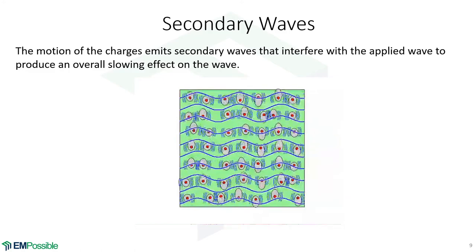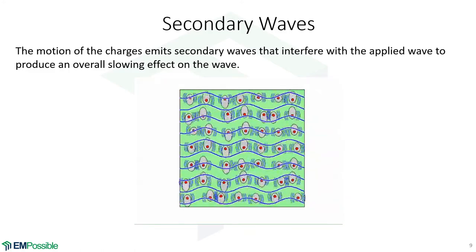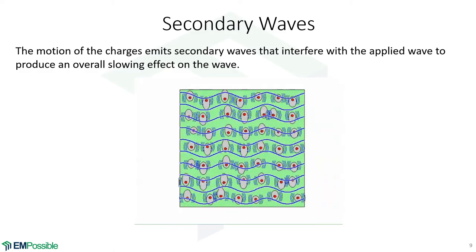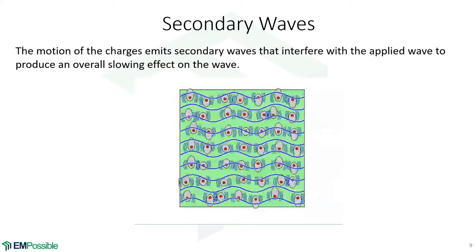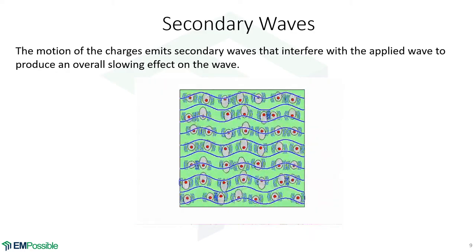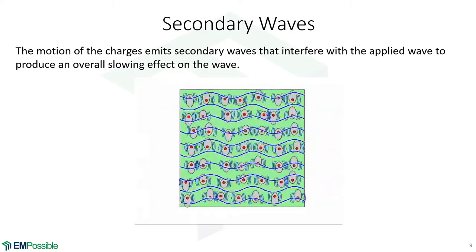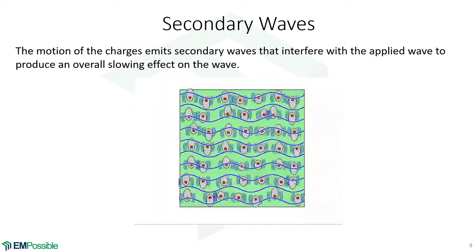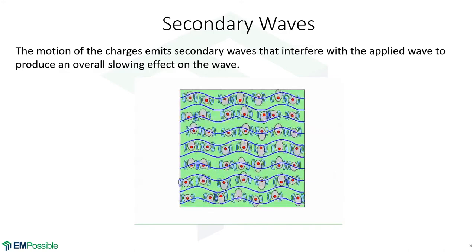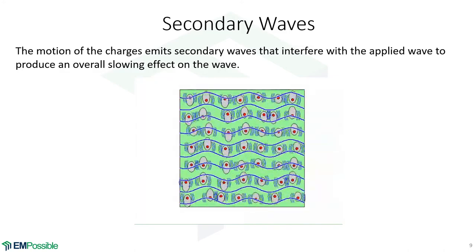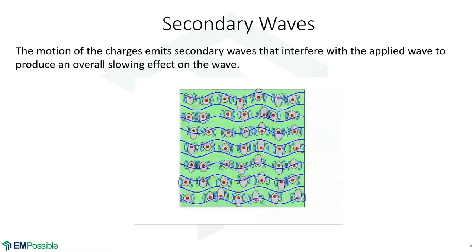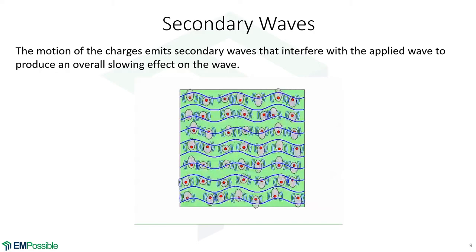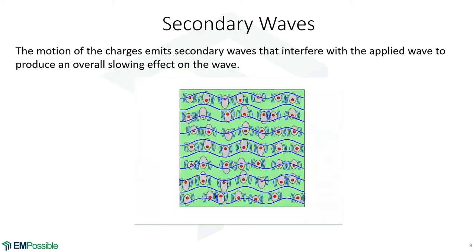Well, like we talked about previously, when we have moving charges, those moving charges radiate waves. Since those displacements are happening at the same frequency as the applied wave, these little tiny waves being re-radiated by all of the atoms are at the same frequency as the applied wave. So they combine with the applied wave out of phase, and the interference between the applied wave and all these little secondary waves, and if we average that out, it produces sort of this overall slowing response. And that's why we see waves when they enter a medium, they slow down.